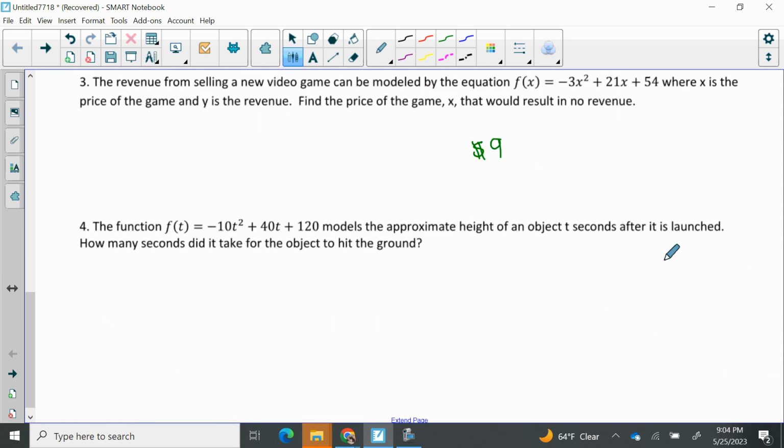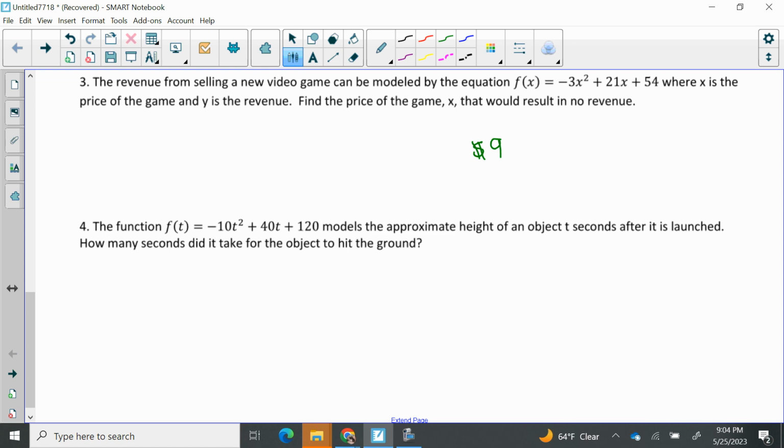Function f of t is negative 10t squared plus 40t plus 120. It models the approximate height of an object t seconds after it is launched. How many seconds did it take for the object to hit the ground? Again, we're trying to find an x-intercept. Now we can factor this out and set it equal to 0 if you want, or we can use Desmos as well. So I'm going to go ahead and use Desmos really quick.